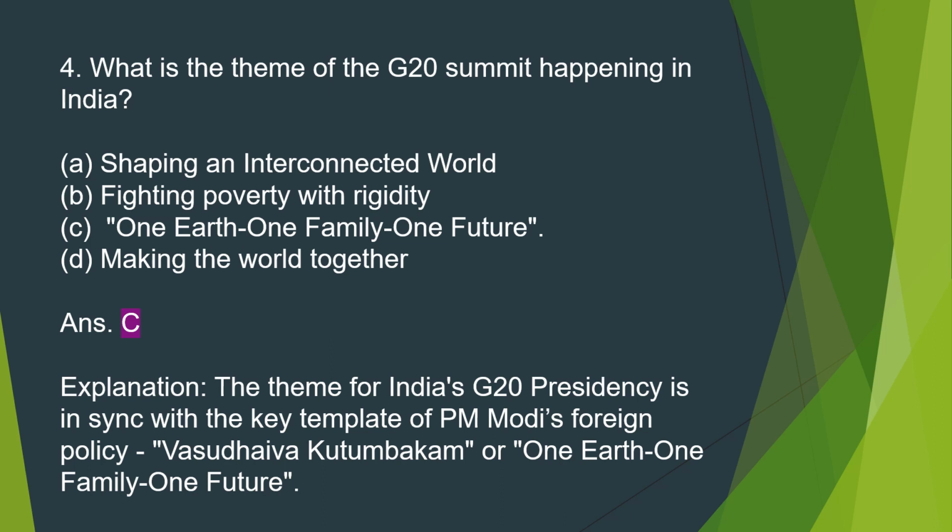Question number 4. What is the theme of the G20 summit happening in India? Option A, shaping an interconnected world. Option B, fighting poverty with rigidity. Option C, one earth, one family, one future. Or option D, making the world together. So the correct answer is option C.